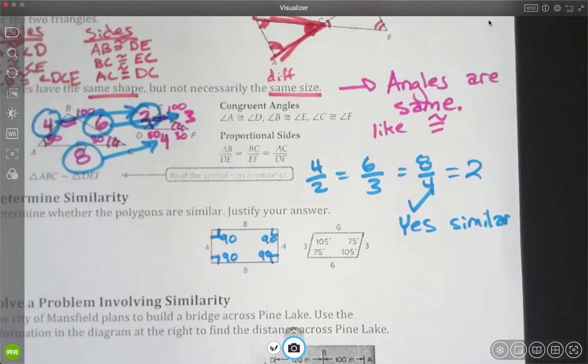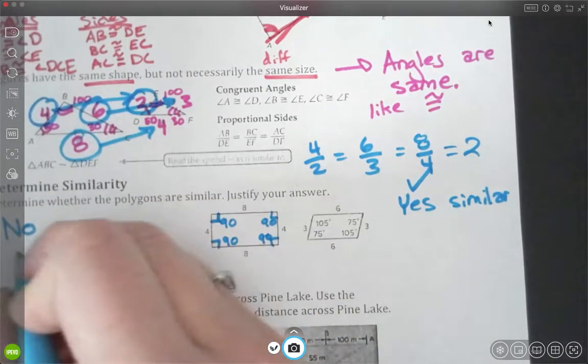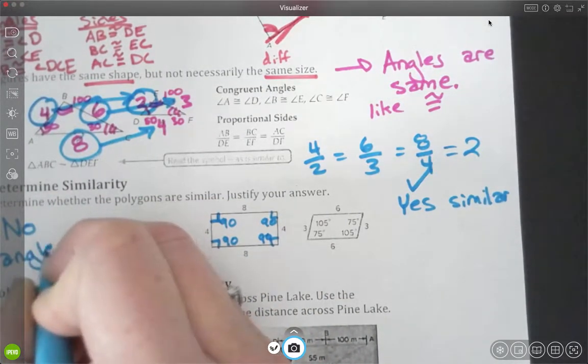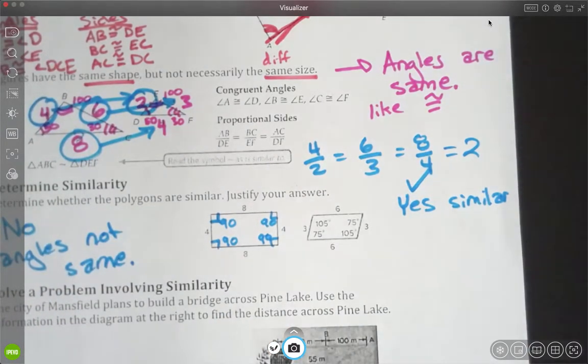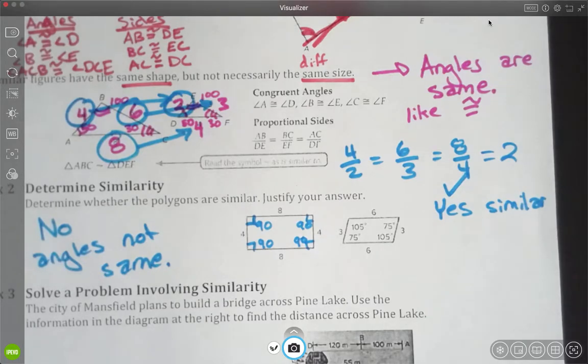No, why not? The angles. The angles have to be exactly the same. So, no. Angles are not the same. So we don't even have to check the sides because we already know it's not similar. We don't care. Okay? Technically, the sides are proportionate, but the angles are not the same.